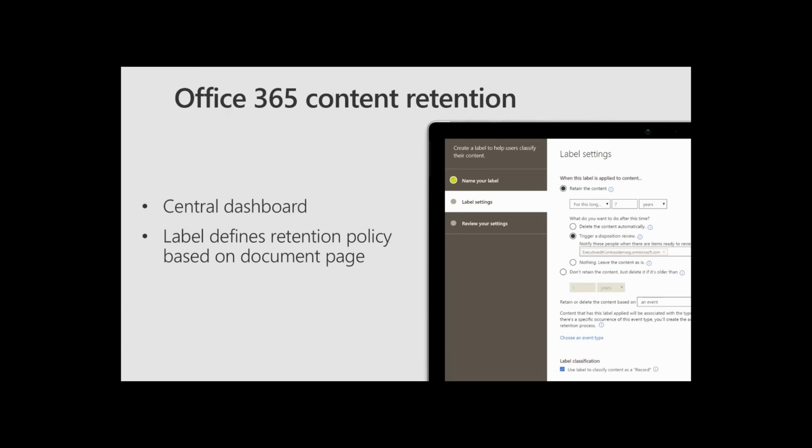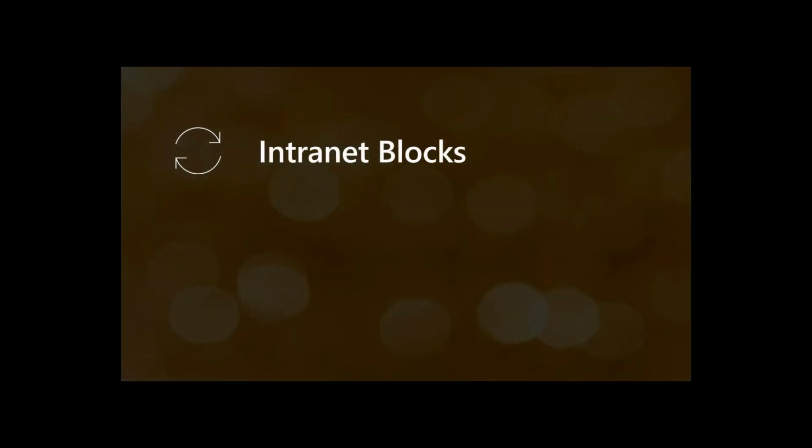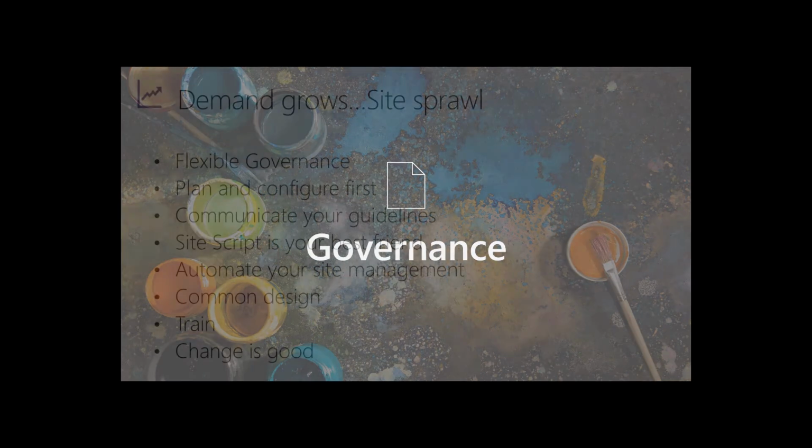We do have a centralized dashboard where we can define labels, where you can say, I want this actual content to be retained for 7 years, or trigger a disposition view, or you can say, I want to delete it after a specific period. You can create those labels, and those labels can be applied. You can go and apply them on each page. And when a retention has been met, it will either delete the page, or it will take it into a disposition stage where you can decide when you're going to delete it or not.